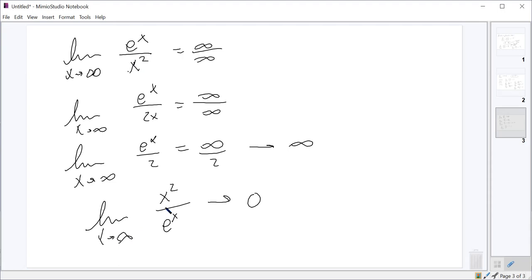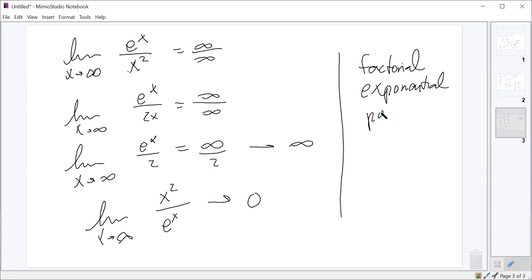And just for your remembrance here, the fastest growing functions are what functions that we've dealt with this year? Yeah, factorial now. We didn't have those last year, right? Factorial. And then we have exponential.